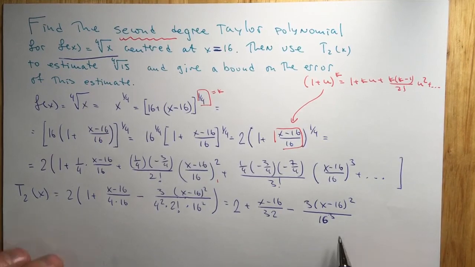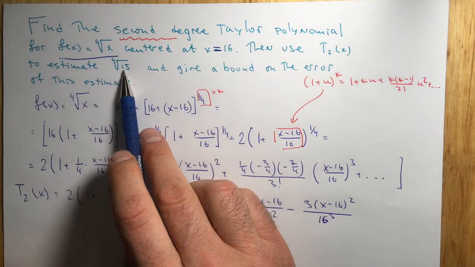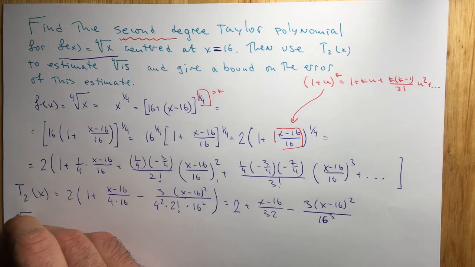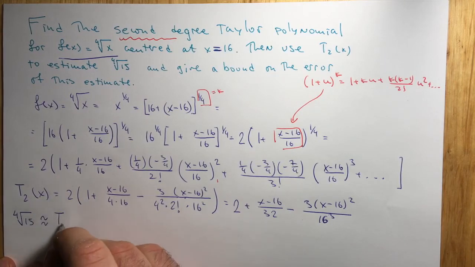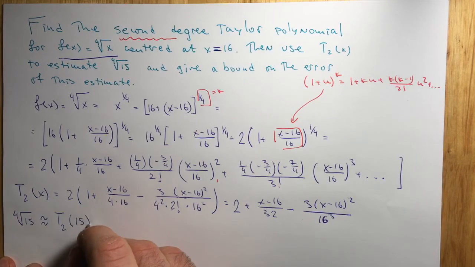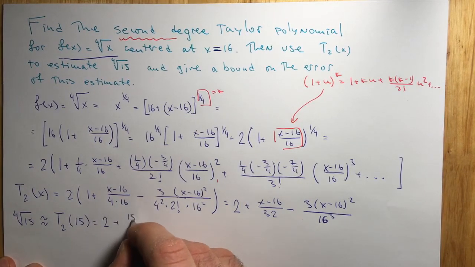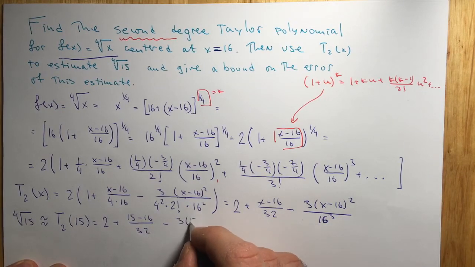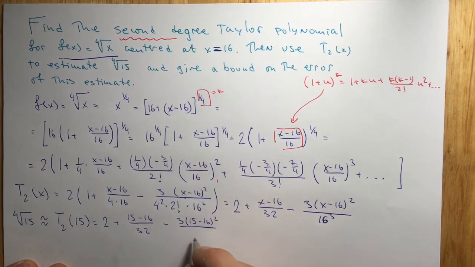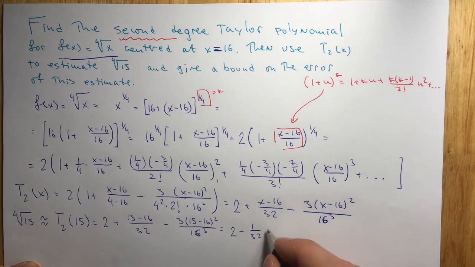Okay, so this is our second degree Taylor polynomial. Now it says use this polynomial to evaluate the fourth root of 15, right? So the fourth root of 15 will approximately be equal to this quadratic polynomial evaluated at 15, and that's 2 plus 15 minus 16 over 32 minus 3 times 15 minus 16 squared over 16 cubed, which is 2 minus 1 over 32. This is negative 1 squared, which is positive, minus 3 over 16 cubed. And now you can evaluate this.